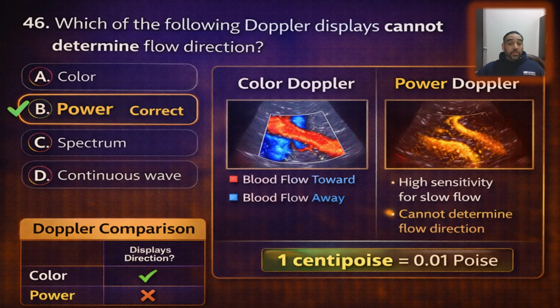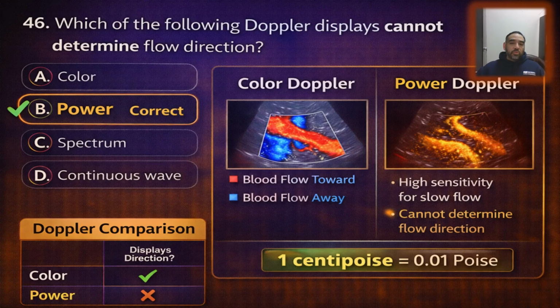So again, A, the choice was color. Color Doppler absolutely determines direction. So red is something moving toward, usually, and blue is something moving away, usually. And direction is one of its main functions. So that was incorrect. Answer C is spectrum, and so spectrum Doppler shows direction using above baseline, so that means something's toward, or below baseline, and that means something's away. So again, this one clearly determines direction.